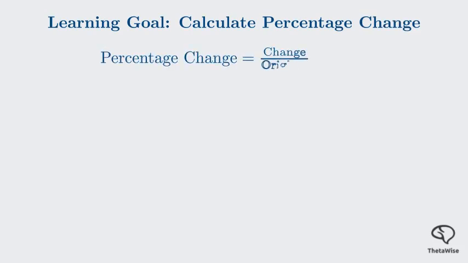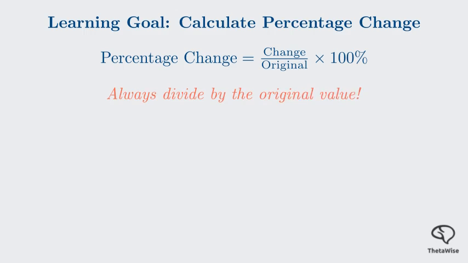Sometimes, instead of finding the new amount, we need to find what the percentage change actually was. This is a very common exam question. The formula to remember is the change divided by the original amount, multiplied by 100. It is vital that you always divide by the original value, not the new one. Let's look at an example similar to a past paper question.